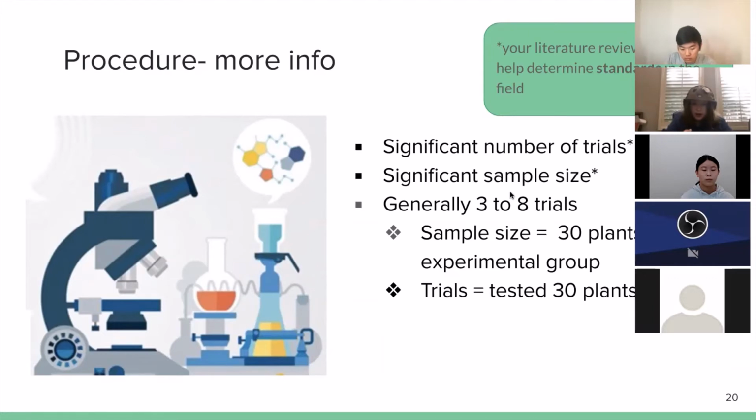And also what you read in the research should determine how many trials you do, how big of a sample size, and how many trials you should have is based on your research. So you should base your procedure on the research.